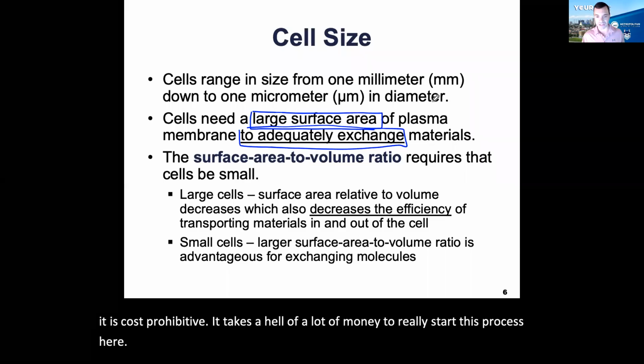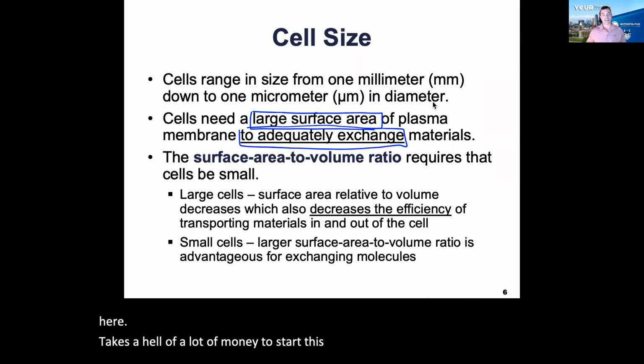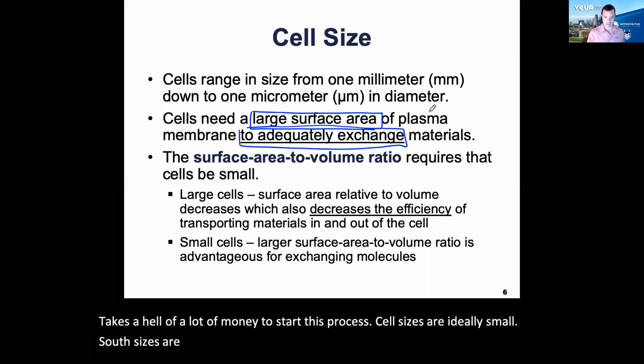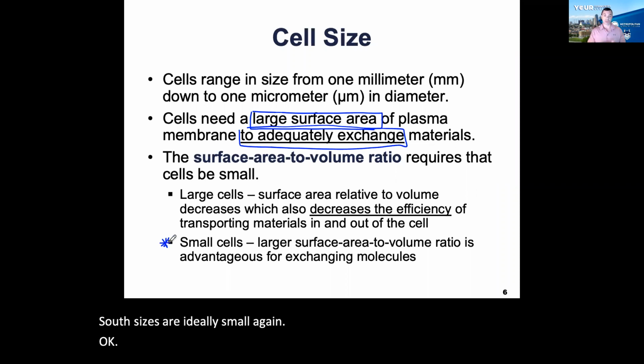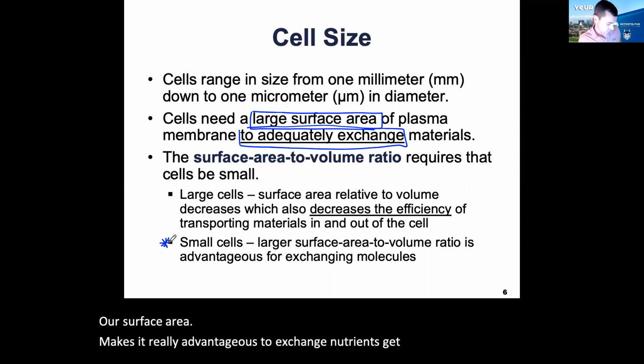It takes a hell of a lot of money to start this process. So cell sizes are ideally small. Large surface area makes it really advantageous to exchange nutrients: get nutrients in, get waste out.